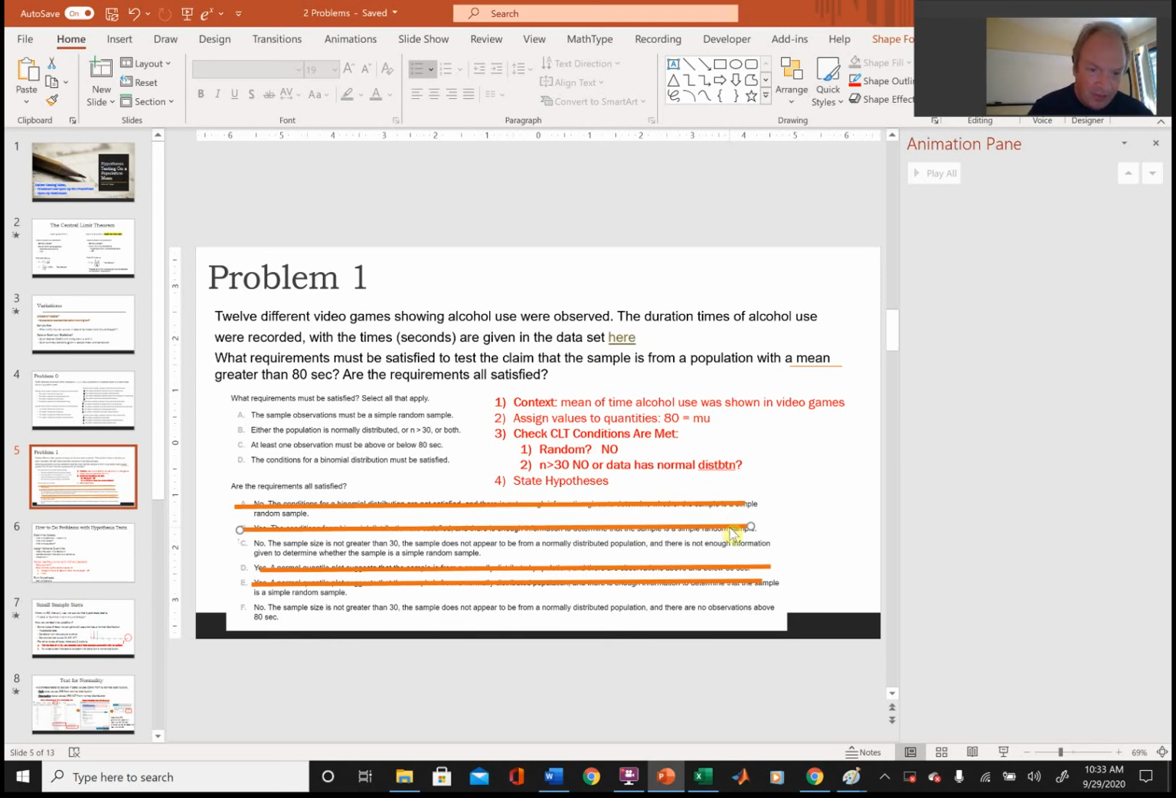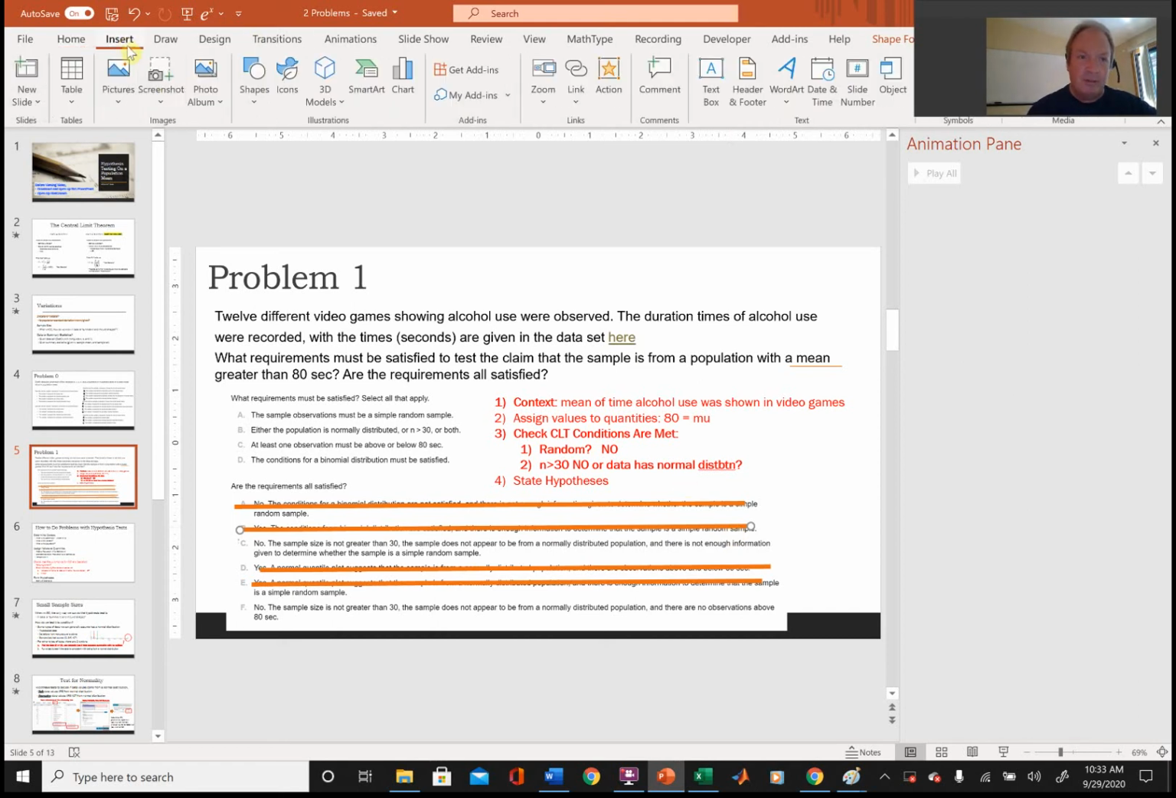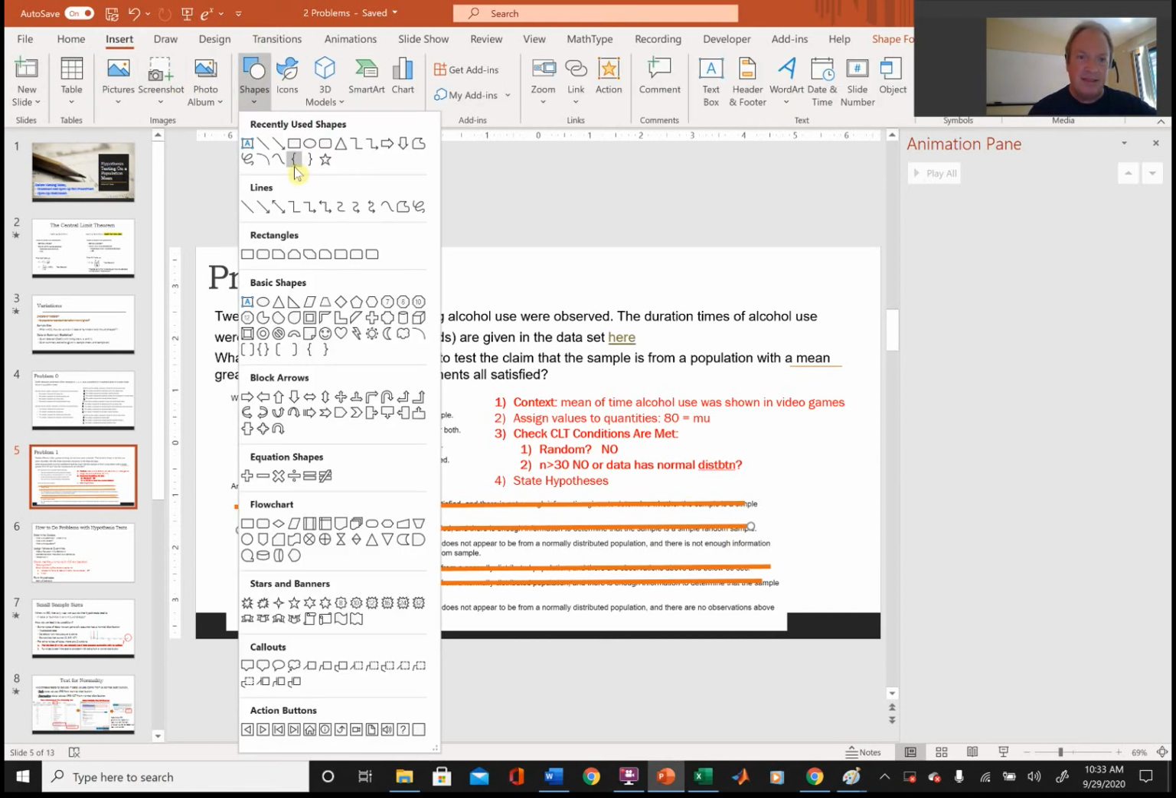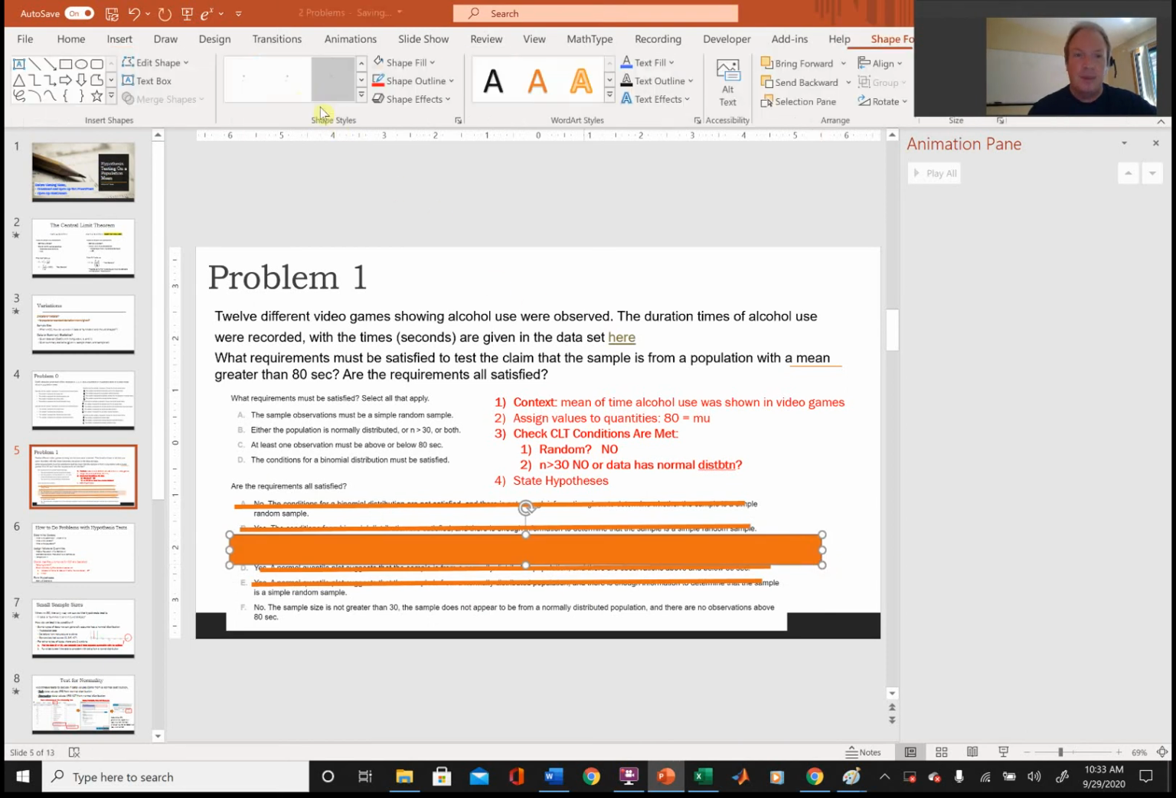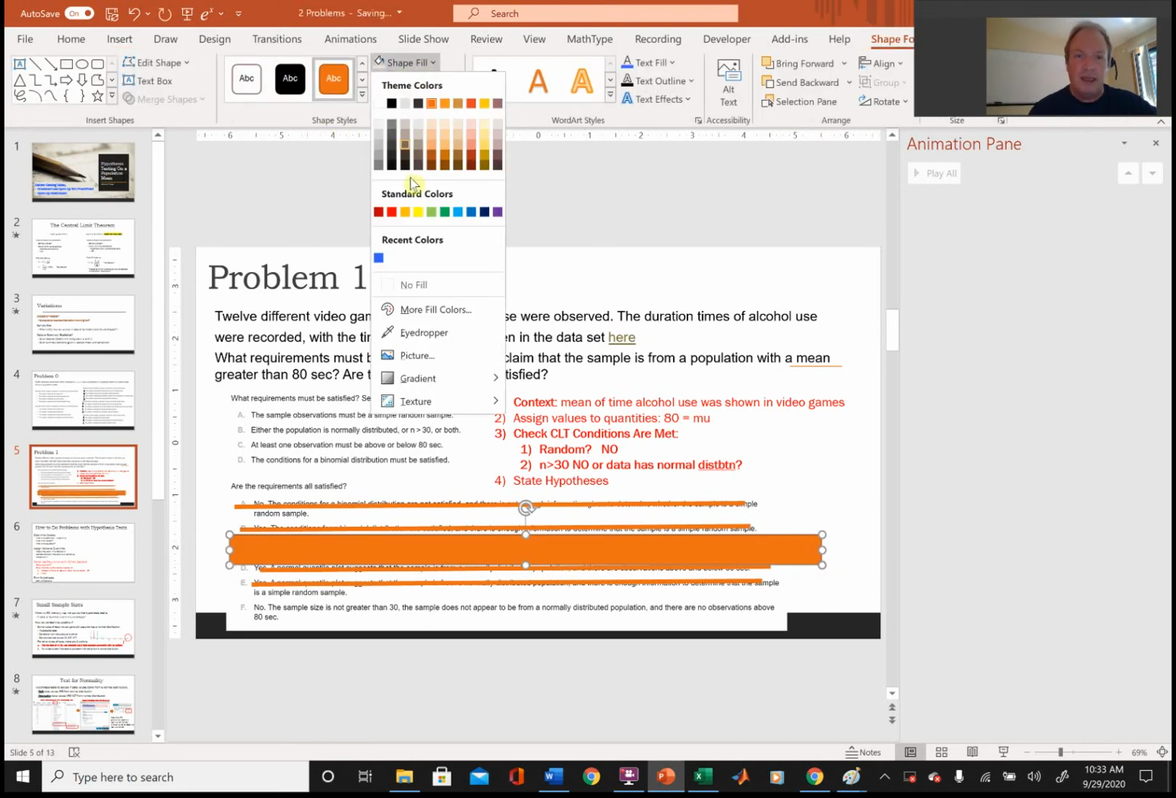So let's see the last two. No, the sample size is not greater than 30. Check. The sample does not appear to have a normal distribution. Check. And there's not enough information to determine whether the sample is a simple random sample. So that looks to be okay. So we'll put a box around that, tentatively choosing that. And we're not saying that it's not a simple random sample. We're just not told, right? And generally, we don't like to assume things.